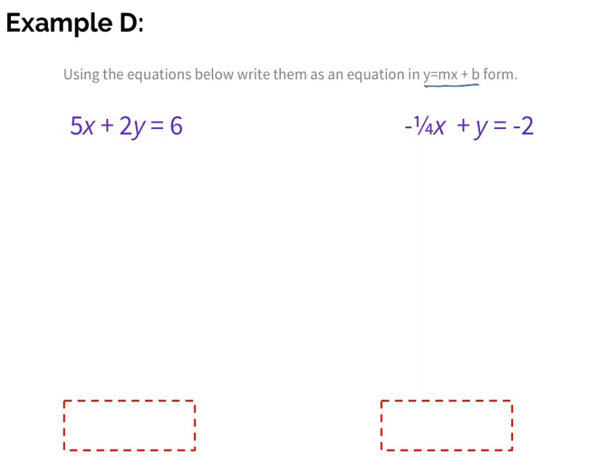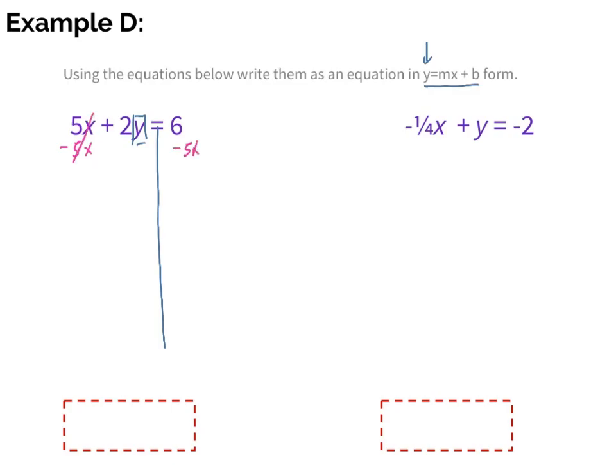So we're going to have to do that, and in order to do that, we want to make sure that we get the y by itself. So we're going to be solving for y. We're going to draw a wall down from our equal sign, and remember, we're trying to get the y by itself, so we're going to have to move everything else away from the y. The first thing I'm going to do is remove that 5x. So I'm going to subtract 5x from both sides.